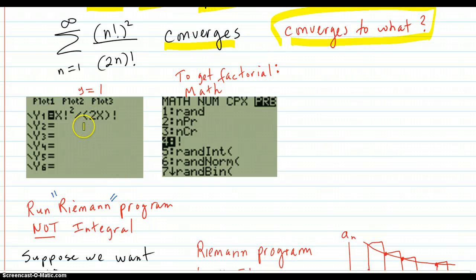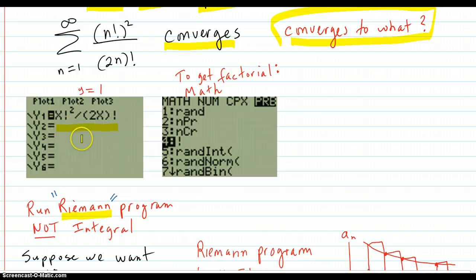So in Y1, you put in this, and you don't need to end. You're in regular mode. But the x factorial squared, 2x factorial. Now you might be thinking, oh, I'm worried about x being not an integer. But when we run the Riemann program, we're just going to run it with integers the way we set it up, so it'll all work out defined. If you do something wrong later with running this program, it will gripe because it doesn't know what 3/2 factorial, for example, is.